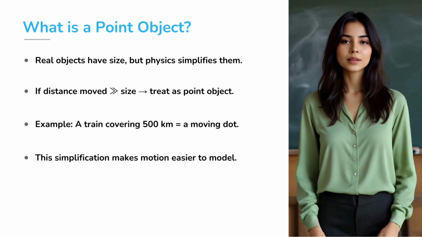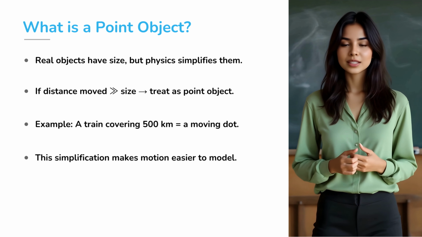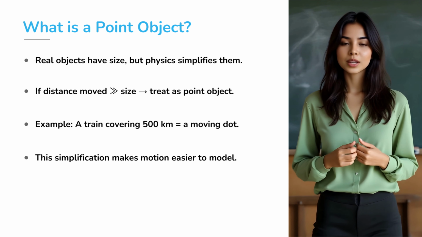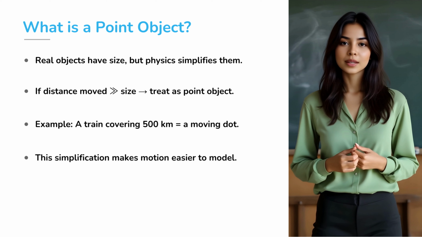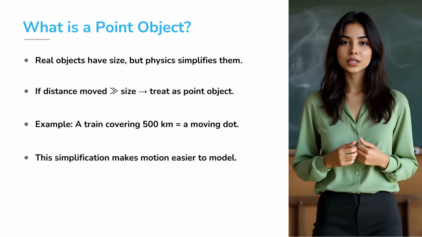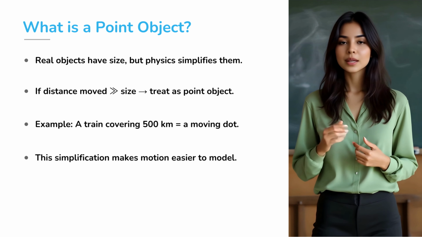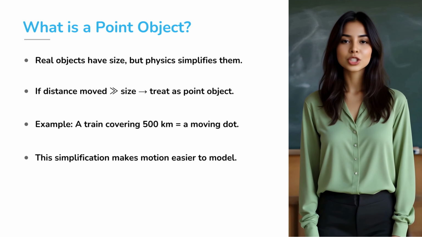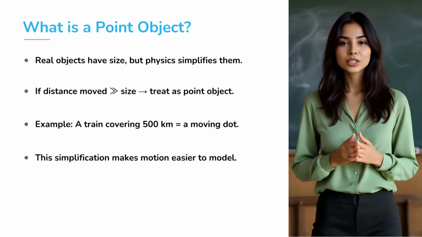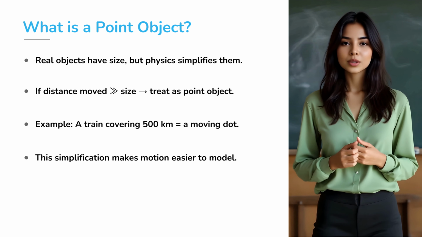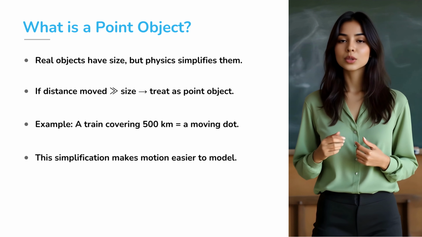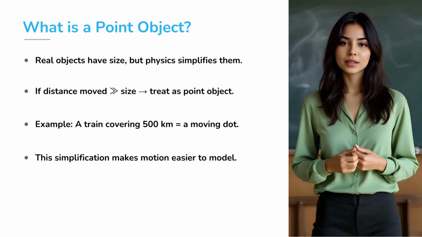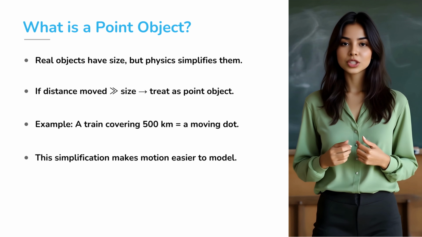In the real world, every object has a shape and size, but in physics, we often take a clever shortcut. We simplify moving objects as point objects, tiny dots that carry all the motion information we need. Why? Because when an object travels a distance much greater than its size, its shape becomes irrelevant. Imagine a train covering 500 kilometers. Do we track every window and door? Of course not. We treat the entire train as a single point, and that's enough to describe its motion accurately.